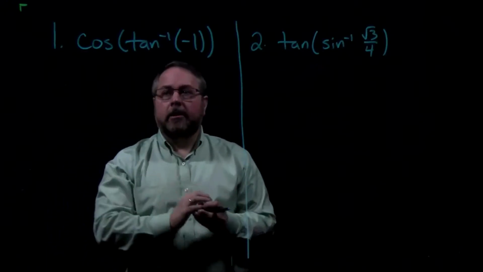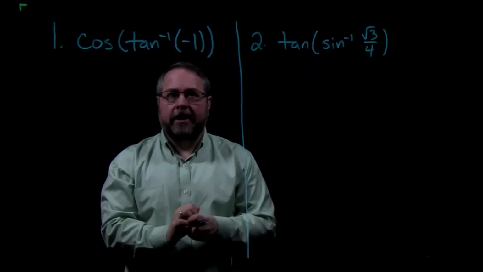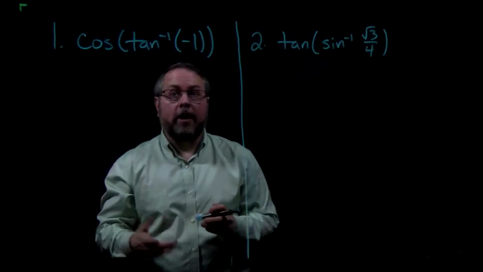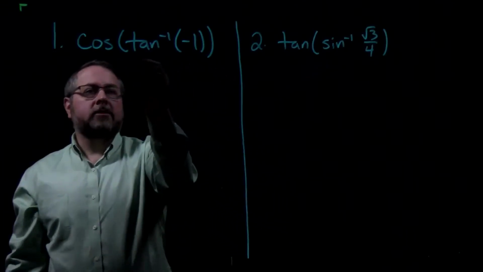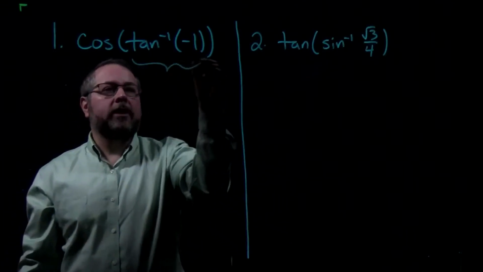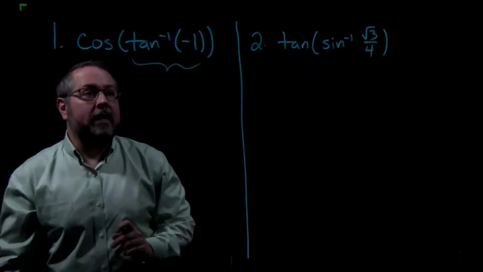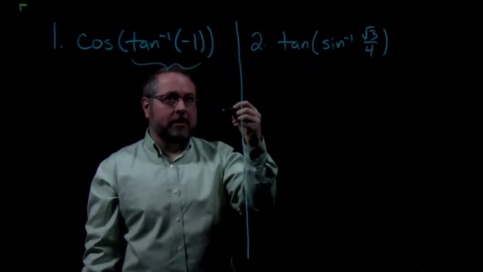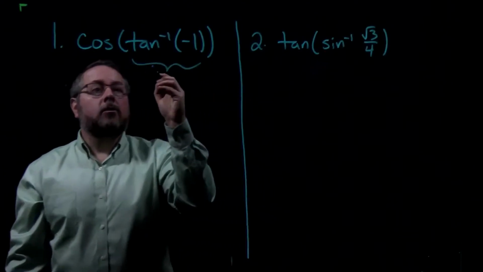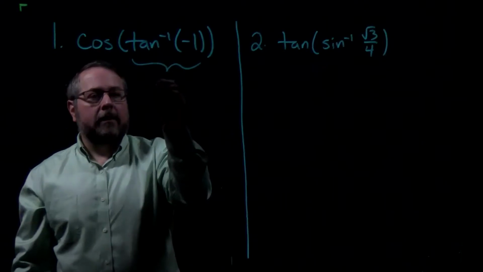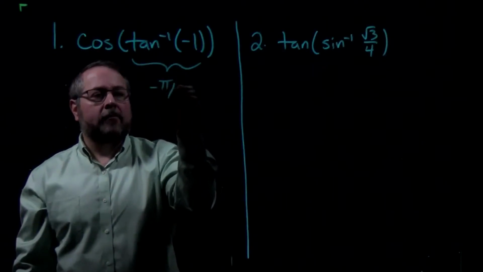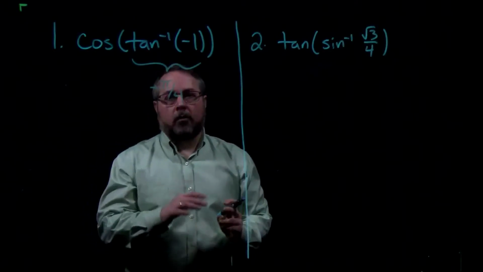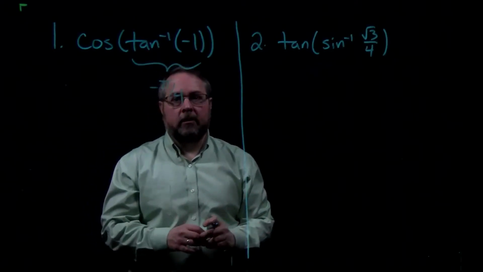So let's start with this problem here, cosine of the inverse tangent of -1. This is a problem where we can just do evaluation again, because the inverse tangent of -1 is something we can work out. What is that? It's an angle between -π/2 and +π/2 whose tangent is equal to -1, and that angle is -π/4. So that's something we can work out without a calculator. It's a fourth quadrant angle whose tangent is equal to -1.